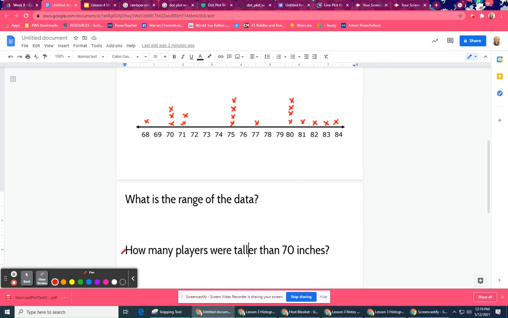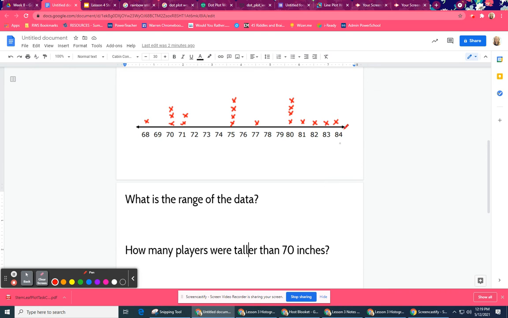I've placed all of my data points onto my number line, and each of those X's represents a person. So there's 20 X's to represent the 20 basketball players. Then you're going to answer some questions about it. It says, what is the range of the data? Remember, range is the biggest number minus the smallest.